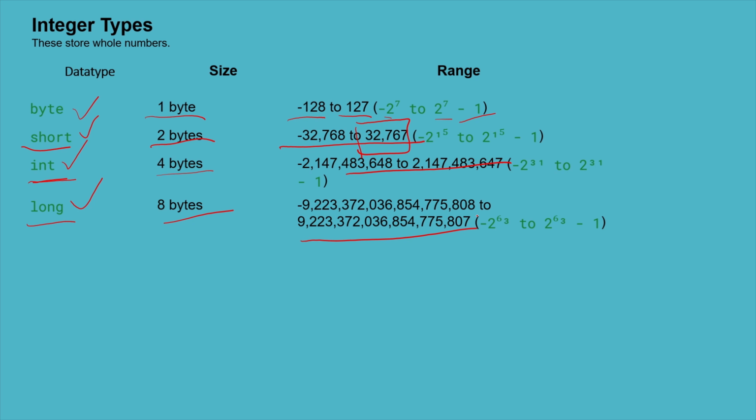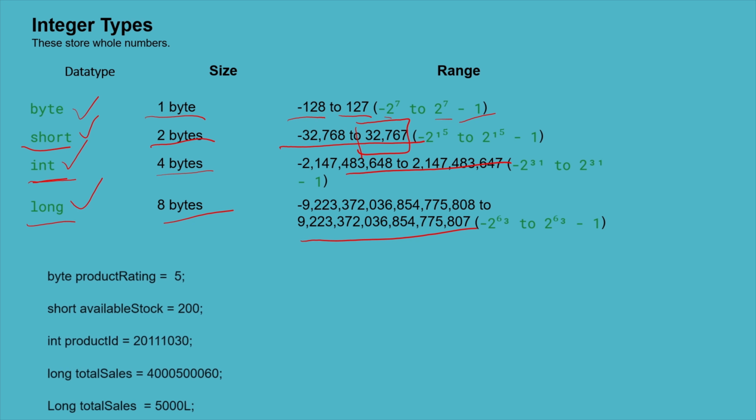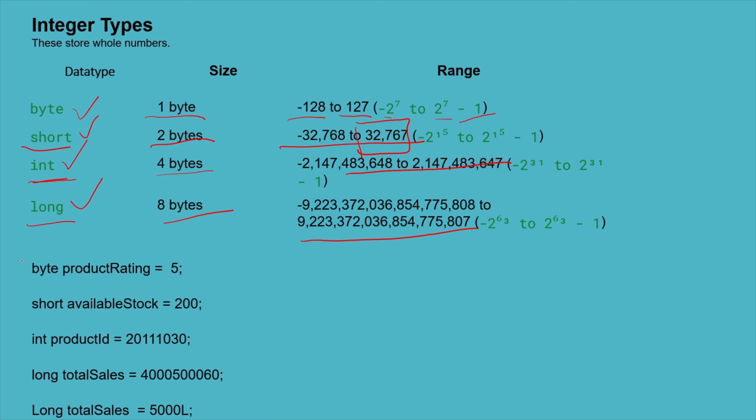For example, this is how we define these integer variables: byte, my variable name, and whatever value I want to assign. Similarly, short, variable name, the value; int, product ID, the value; long, total sale, the value. There is a small difference here.